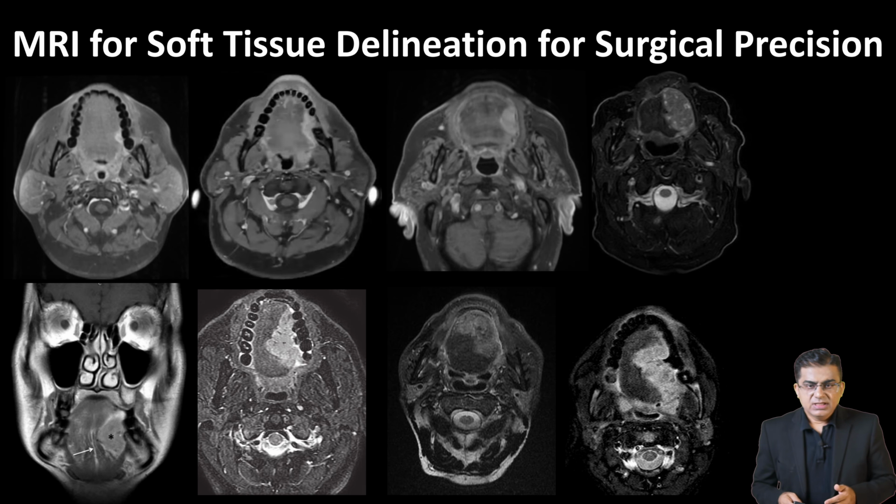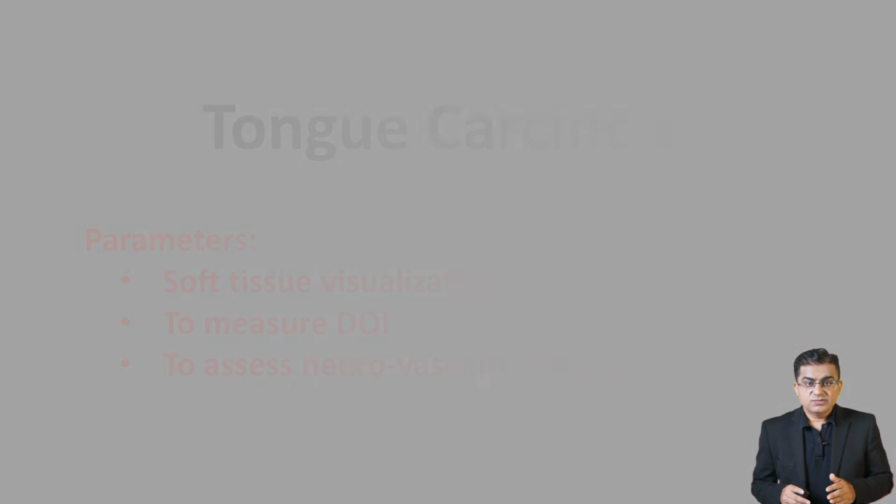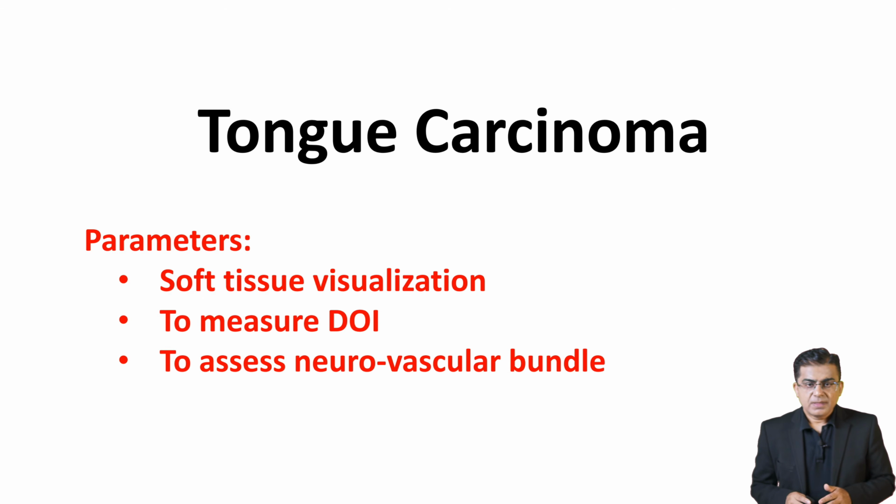In summary, the entire surgical and radiation plan for these patients completely depends on this level of soft tissue detail. Without a high quality MRI, accurate T-staging and exact and detailed tumor mapping is simply not possible. So this is all about the soft tissue visualization of tongue carcinoma. Let us move to the next parameter we need to check in tongue cancer.